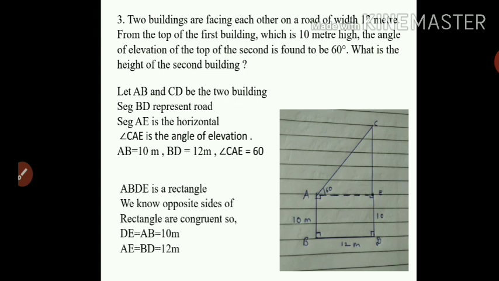Now we can see a rectangle is formed. ABDE is a rectangle, and we know opposite sides of a rectangle are congruent. So that means DE is equal to AB. If AB is 10, DE is also 10. Now BD is 12. So BD is equal to AE, which is again 12, as it is the opposite side of the rectangle. So now you can see here a right angle triangle is formed.